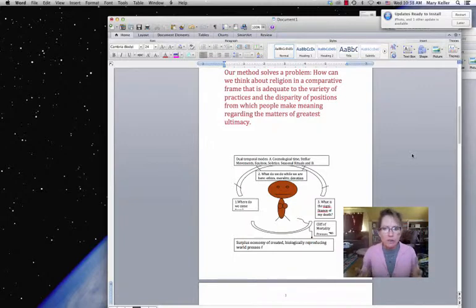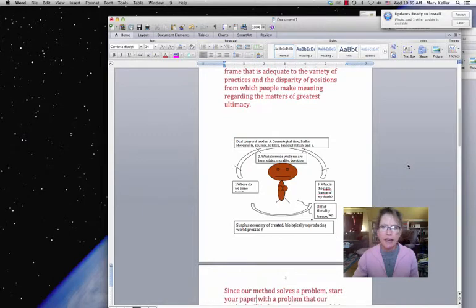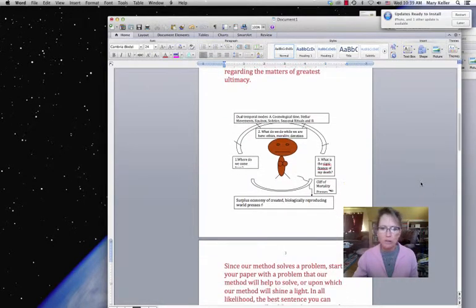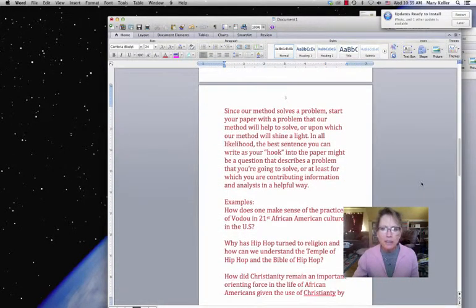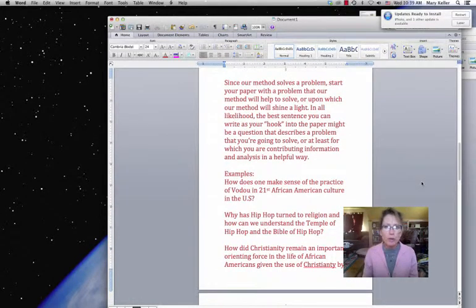So there is religious person on the land, and now we're in African American religious culture. Since our method solves a problem, start your paper with a problem that our method will help to solve, or upon which our method will shine a light. In all likelihood, the best sentence you can write as your hook into the paper might be a question that describes a problem that you're going to solve, or at least for which you are contributing information and analysis in a helpful way.